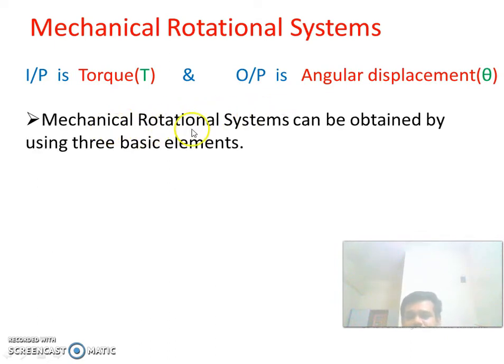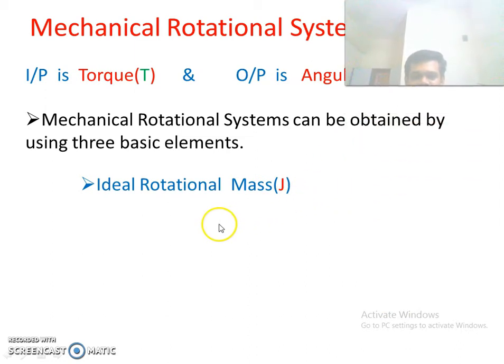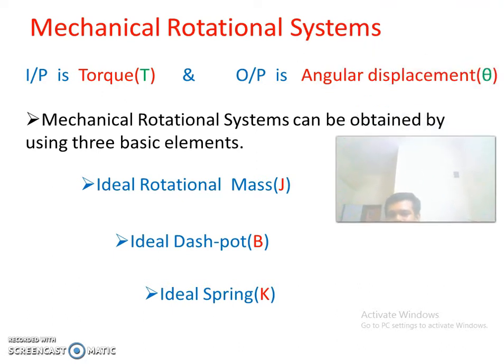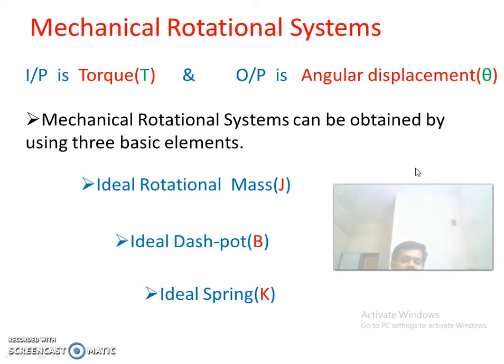The mechanical rotational system can be obtained by using three basic elements. First one, ideal rotational mass J, ideal dashpot B, and ideal spring K. Here also you have three basic elements, similar to the mechanical translational system: ideal rotational mass, ideal dashpot, and ideal spring.